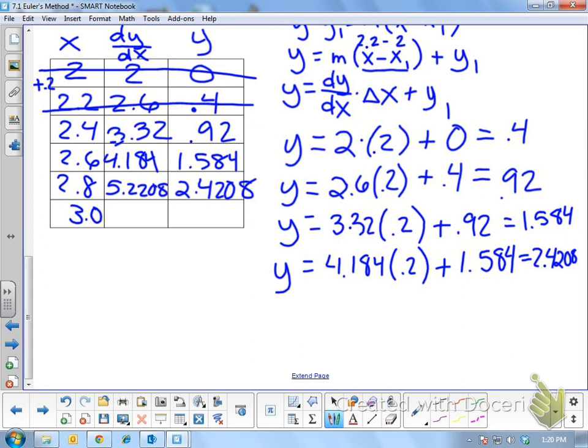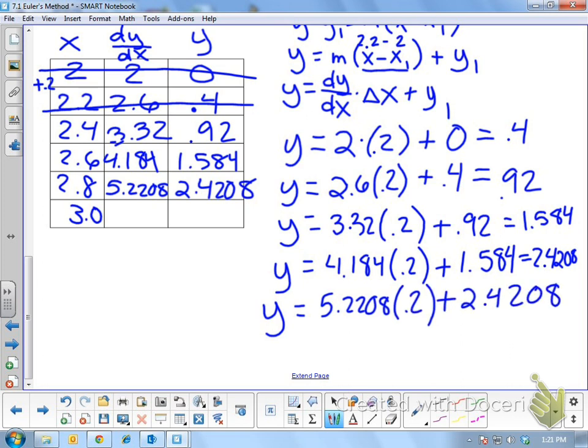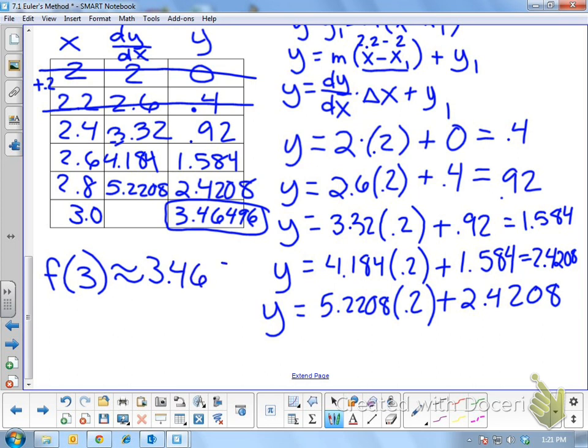And then this is the last one we need. Y is 5.2208, and again I would use all your decimal places, plus 2.4208 equals 3.46496. So that's all we need, because that gets us to f of 3. F of 3 is approximately 3.465. Now we can round.